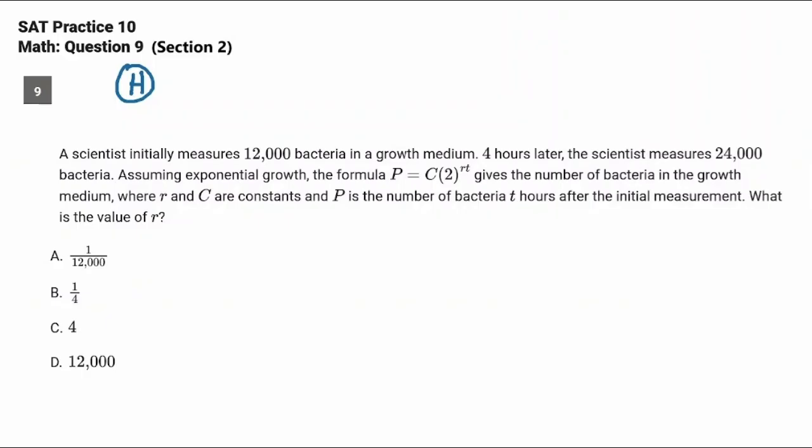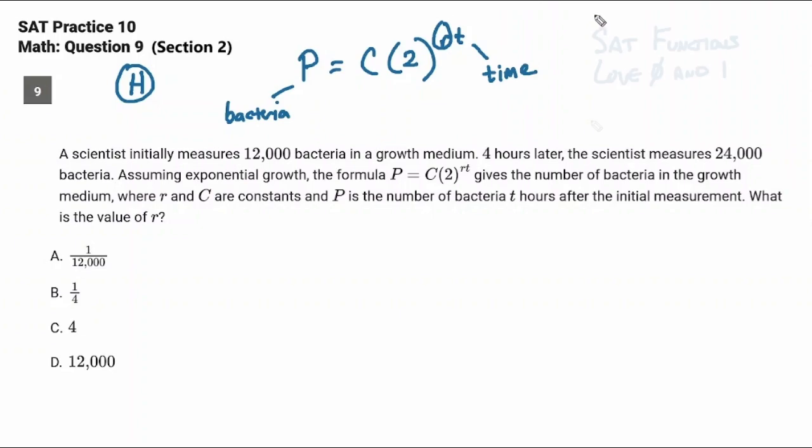All right, whatever you do, don't freak out. Always start by just writing the function. And then let's circle R, because that's what we're looking for. And let's label the things we know. We know what P is, that's bacteria. And we know what T is, what's T? That's just time.